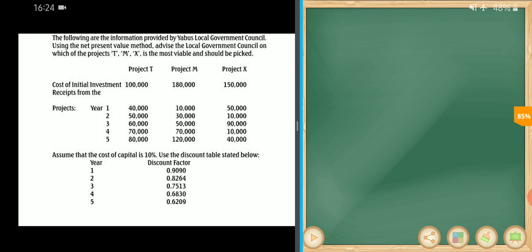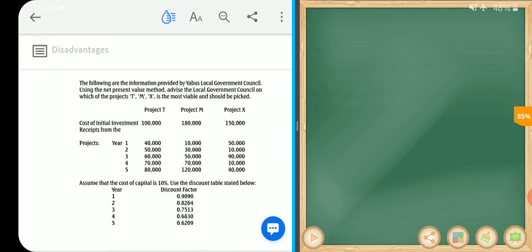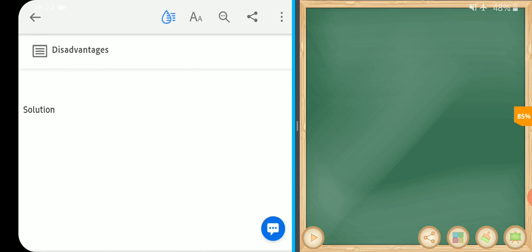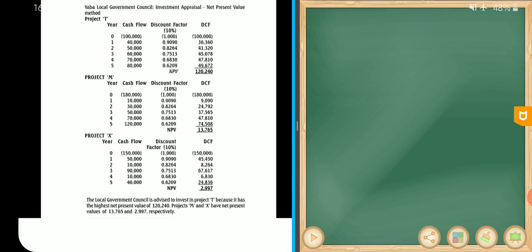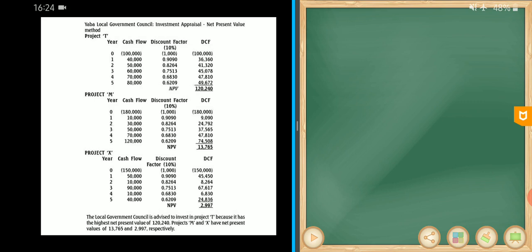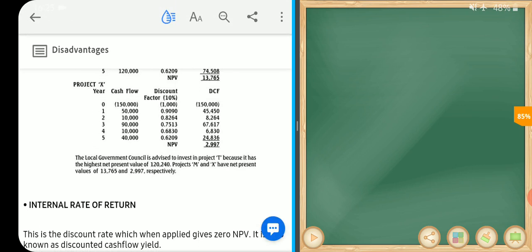So the one that gives the highest amount of NPV is the one that you ask them to embark upon. So let's look at the solution. You can look at the solution here. Look at the format. We have our year, we have our cash flow, we have our discount factor, we have our DCF. Now all this material will be made available to you at the end of the class, so you can go through it to get more understanding and try to solve the questions on your own.